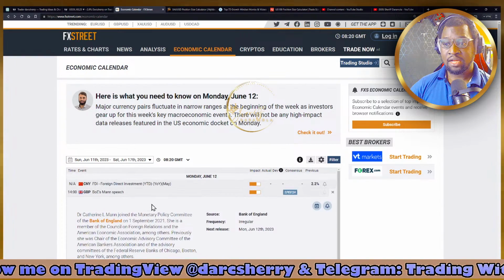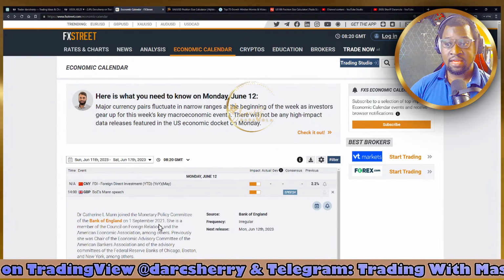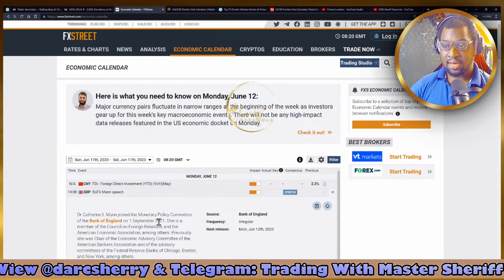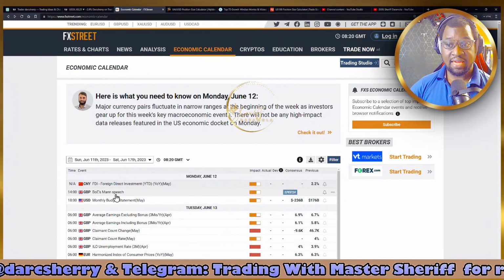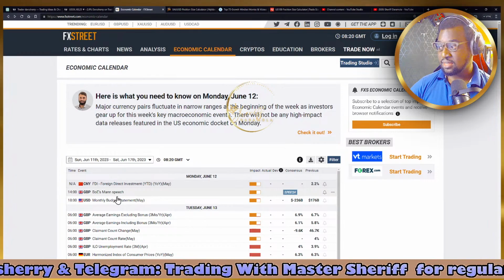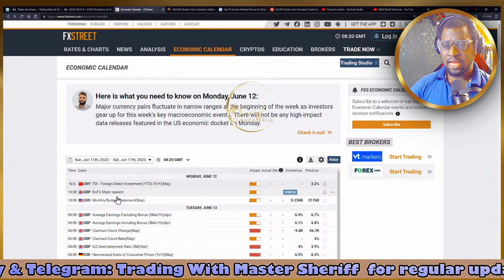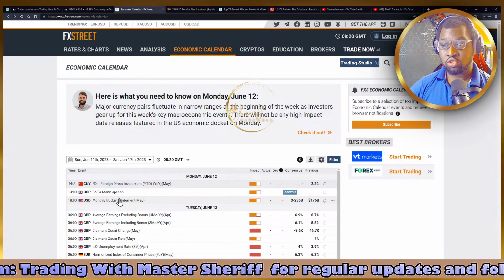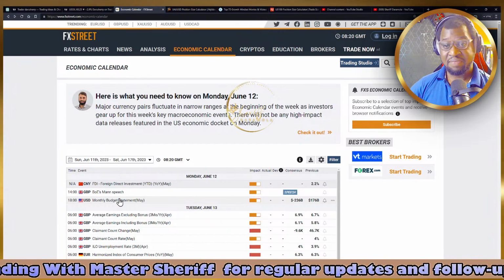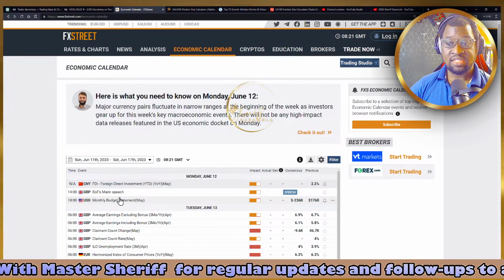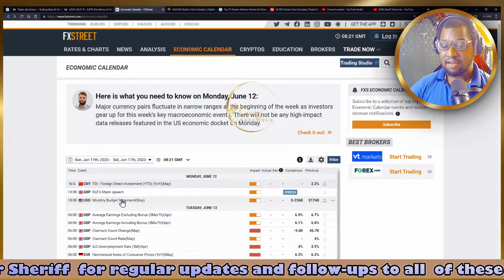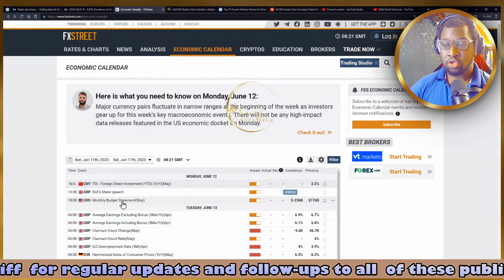So Dr. Catherine Mann is a member of the Monetary Policy Committee of the Bank of England. So she's going to be speaking today. That is roughly about 6 to 7 hours from now, which majority would want to also look forward to, as it might give us a hint into what the monetary policy is going to be like for the UK economy.